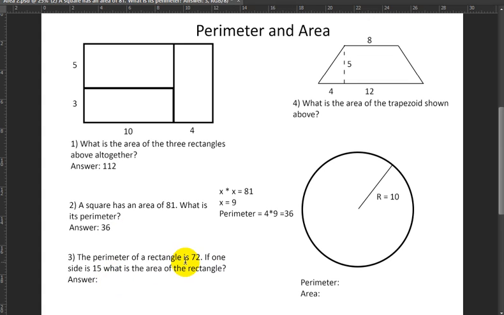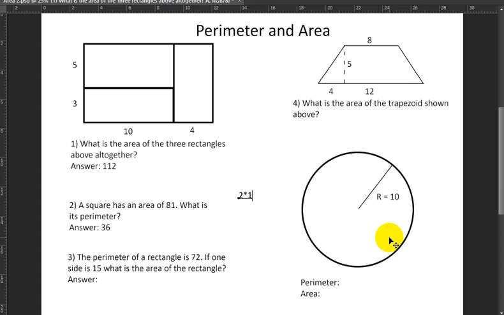Next up, the perimeter of a rectangle is 72. If one side is 15, what is the area of the rectangle? Let's erase this. Okay, so we have the perimeter of a rectangle is 72. We know one side is 15, and we're looking for the other side. So let's call the other side x. That's the unknown. What do we know about this?